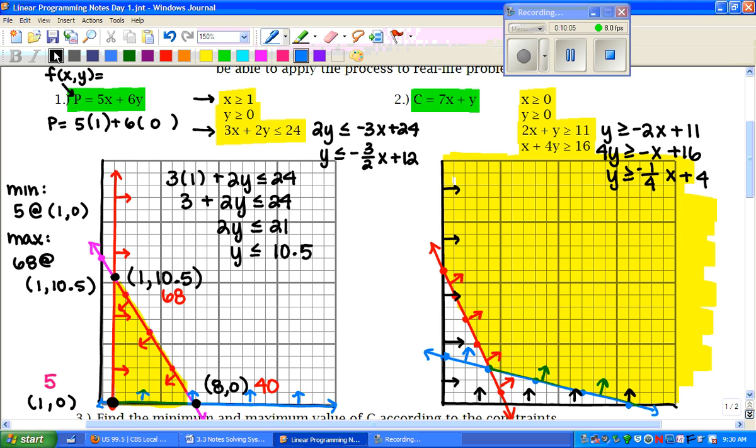So right away, I can say that my maximum does not exist. I'm going to go find all of the intersection points. There's one over on the left. The coordinate is 0 comma 11. There's one down in the bottom, kind of in the middle here. The coordinate is 4 comma 3. And there's one on the bottom right. The coordinate is 16 comma 0.